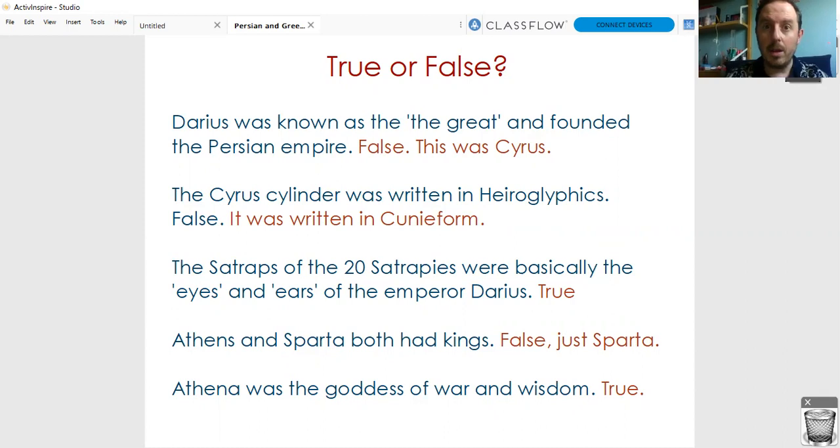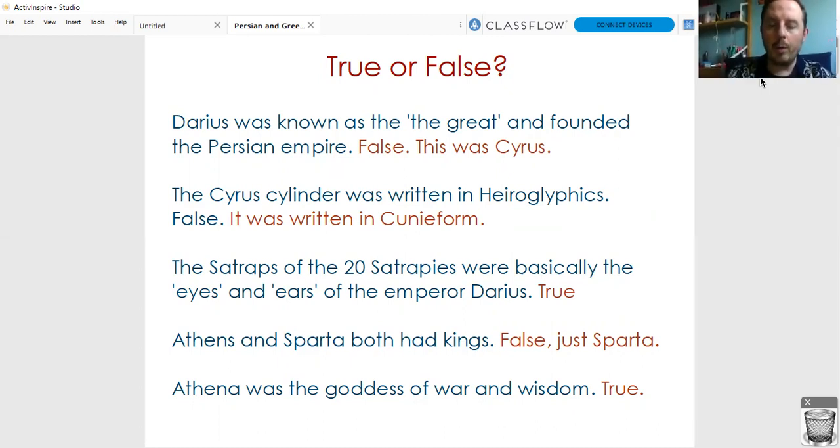Athens and Sparta both had kings. False. It was just Sparta. Sparta had kings, and Athens was experimenting with a democracy where all the laws and rules were agreed by free men in Athens, not slaves, free men. And not women either, still a very sexist place, Athens in ancient Greece. Women weren't allowed to have a say in laws, which is totally unfair. But that was how the ancient world was.